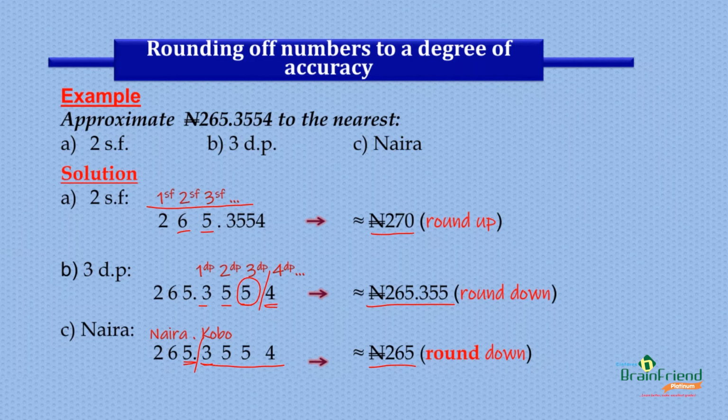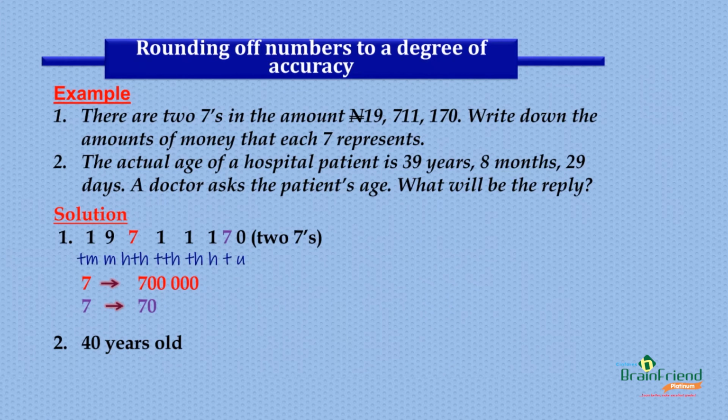Still talking about rounding off numbers to a degree of accuracy, let's see some word problems. The first example says there are 2 sevens in the amount 19,711,170 naira. Write down the amount of money that each 7 represents. Your place value again, still very, very important.